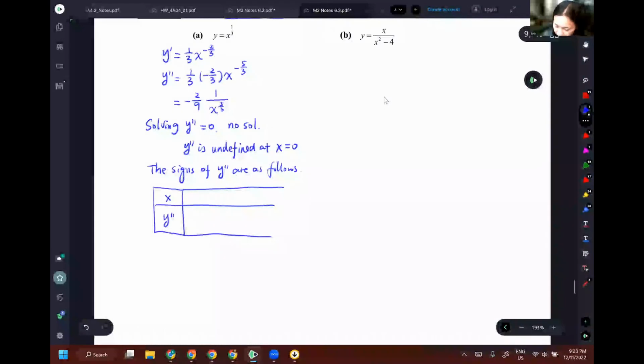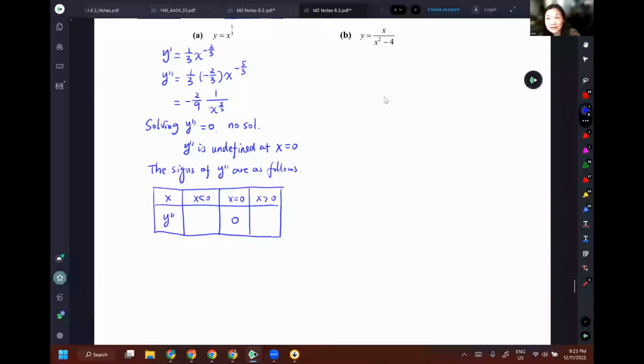x, y prime prime, x smaller than 0, x equals 0, x bigger than 0. And then 0, right? And then you put in a value that's negative. Essentially, you can put in a negative value to test. You can put -1, -2, either one, and it's positive. I think so, positive. So this one is negative. So there is a change of concavity.